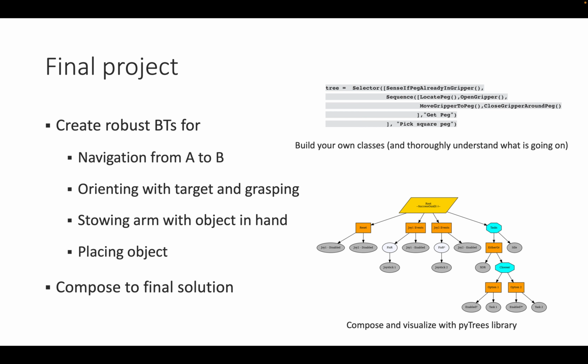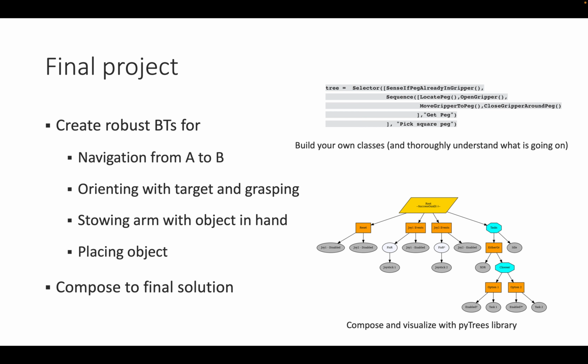Alright, so this course has a final project, and in that final project you will want to create robust BTs to implement some basic behaviors like navigating from A to B, orienting with a target and grasping it, stowing the arm when you hold an object in your hand, and then finally placing the object somewhere else in the environment. And the idea here is to really encapsulate those behaviors, use the BT framework to implement them in a robust way, and then compose a final solution that is actually quite complex behavior and would be very, very difficult to implement using a finite state machine.